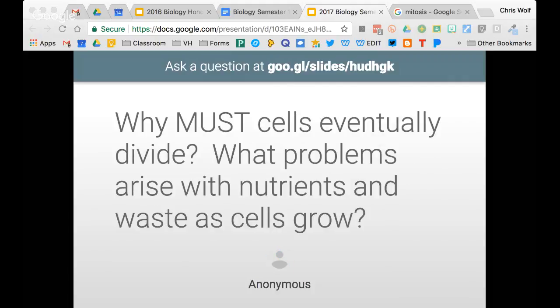Why must cells eventually divide? Problem arises with nutrients and waste as the cell grows. Oh, and I saw that question, I never answered it. Cells divide because it's too hard to get nutrients if the cell is too big, because diffusion is too slow. It's also hard to get rid of waste if the cell is too big, because diffusion is too slow. So cells divide to stay small so they can get nutrients in faster and get waste out faster. Waste being like carbon dioxide or other molecules that the cell doesn't need.